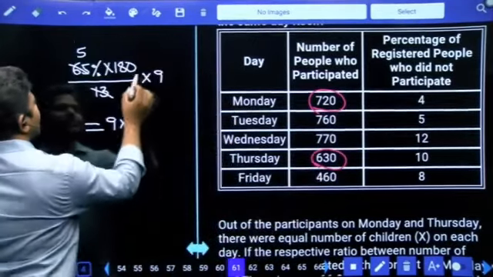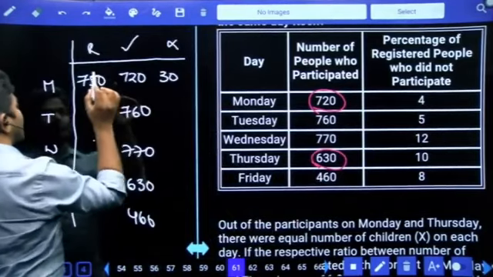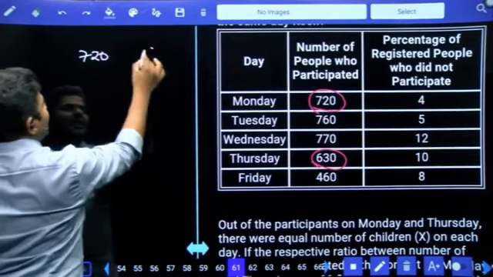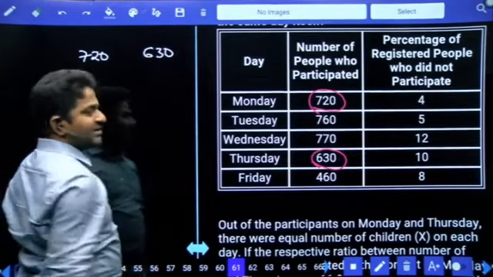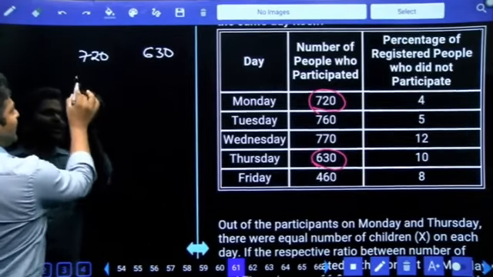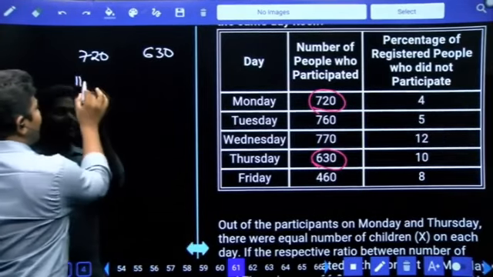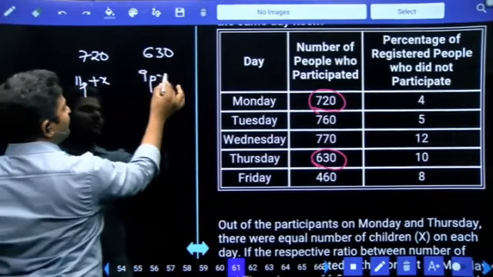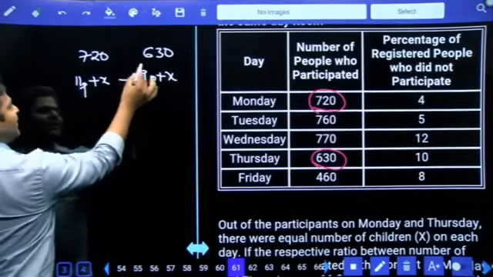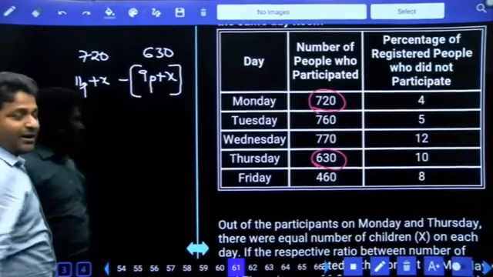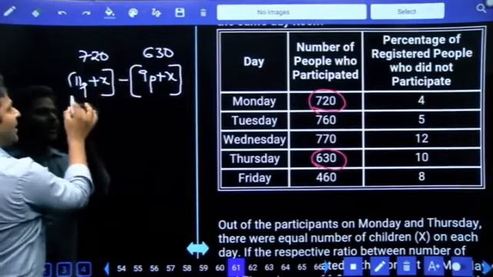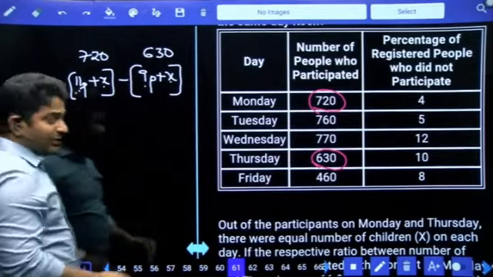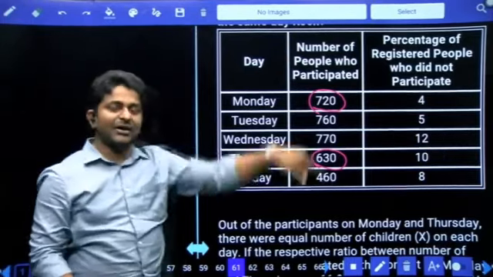Now look at this. When you have 720 on Monday and 630 on Thursday, here adults are 11 parts and here adults are 9 parts, and children are the same number of people. If you subtract people who participated on Thursday from Monday, plus X minus X gets cancelled and finally you'll have only 2 parts. So without writing the simplification, you can answer it directly.